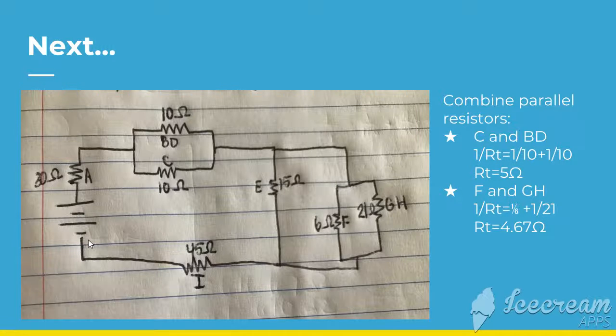So now that I've added these together and made it a little more simple, I would combine the parallel resistors. So BD and C I could combine by using our inverse method, and I would get 5 ohms for BDC. Then I would do GH and F, which are also parallel, to do 1 over 6 plus 1 over 21. Take the inverse of that, and that total would be 4.67 ohms.